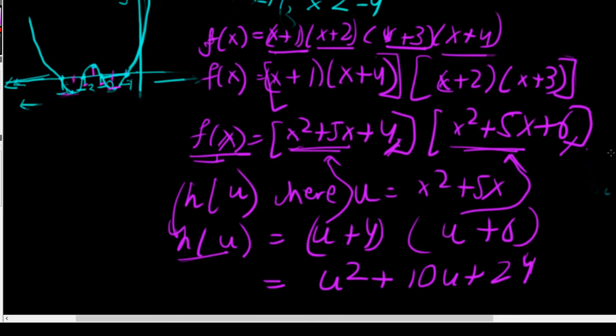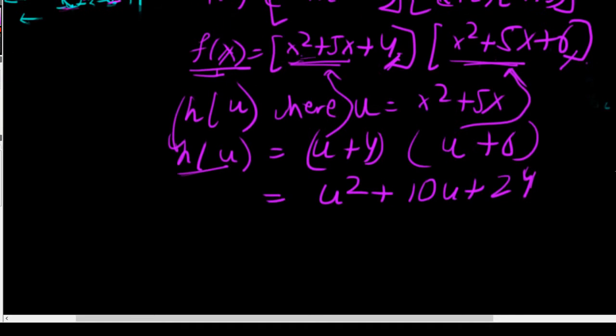So this was not just out of the blue. First, I just rearranged f of x, and the purpose of doing that was to make this term common. So what I did was I looked at this expression and saw that 4 plus 1 equals 5 and 2 plus 3 also equals 5. So I knew that x squared plus 5x has got to be common in these two terms. So I combined them together to get this expression. And now I can easily find the minimum of h of u.